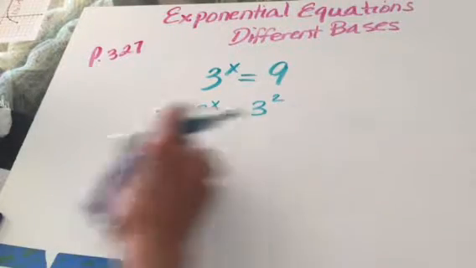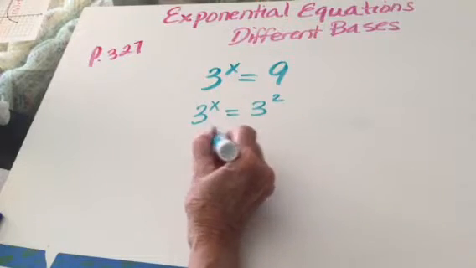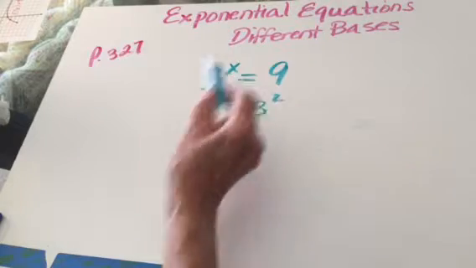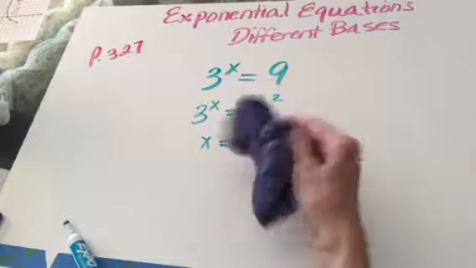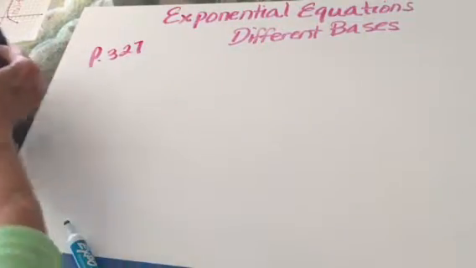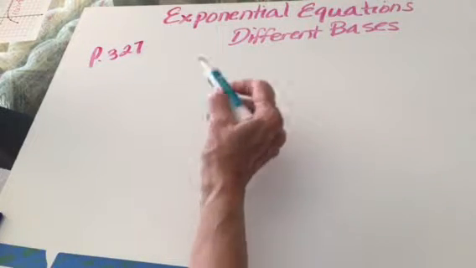Now all I have to do is what I did in the last video, and that is x equals 2. And there you go. So here, x has to equal 2. 3 squared is 9. Do you see how that works? It didn't start off with the same base, but we made it be the same base. We kind of forced it to be the same base.